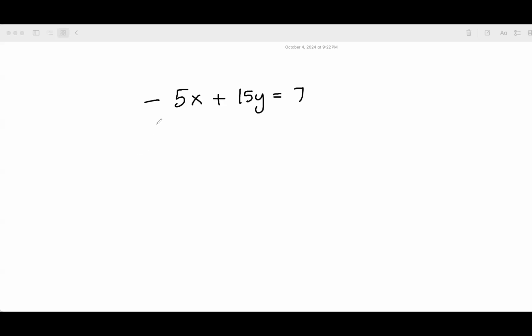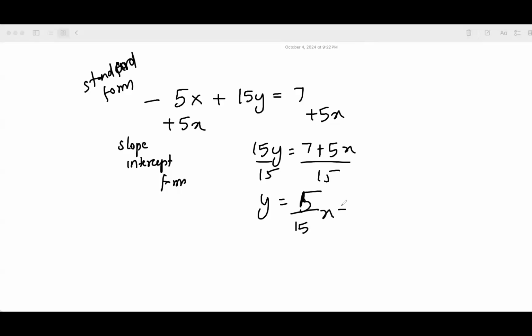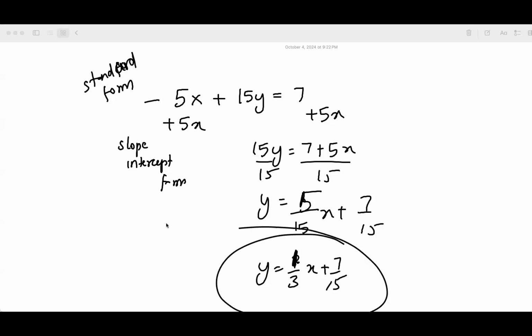If I want to convert this to slope intercept form, given standard form, how do you do it? You have to isolate y on one side. Add 5x to both sides, so I will write it down as 15y equal to 7 plus 5x. Divide by 15, divide by 15. Y will be equal to 5 by 15x plus 7 by 15. I can write it out as 1 by 3x plus 7 by 15. Did you guys get it?